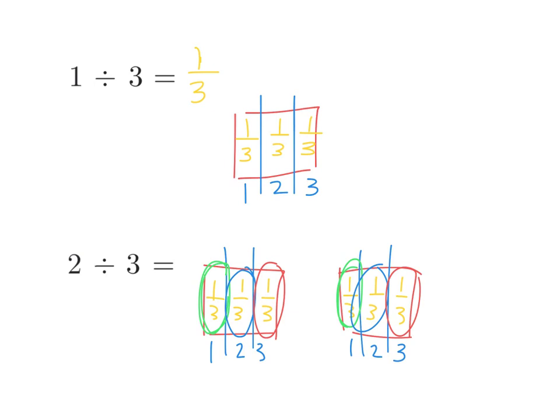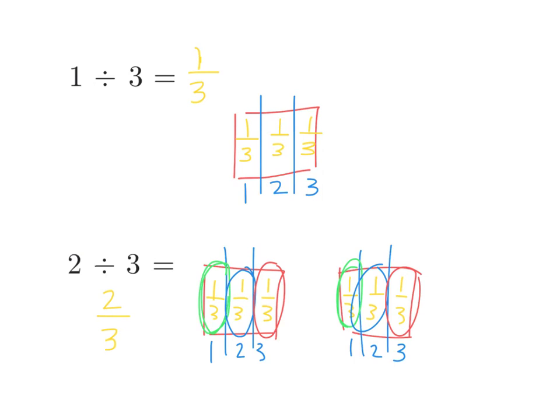1/3 plus another third, which is 2/3. Okay, looking at these problems so far, we saw that 2 divided by 2 is the same as 2 over 2, or 1. 1 divided by 2 was 1/2. 1 divided by 3 was 1/3. And 2 divided by 3 is 2/3. Are you noticing any patterns?